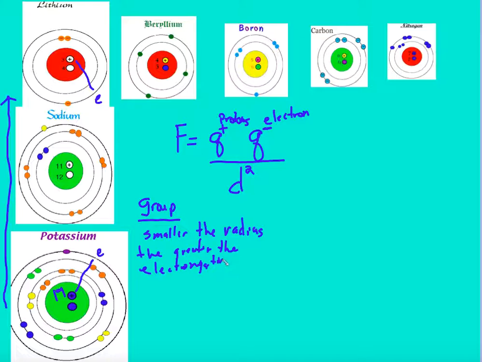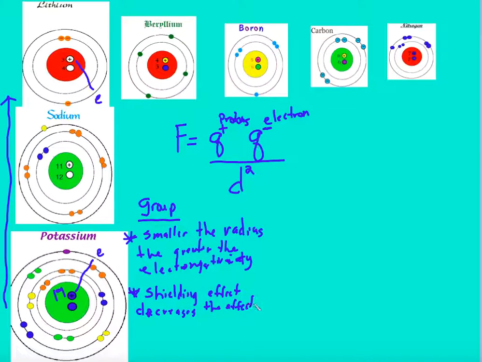Now, if you look up electronegativity values, you'll see there are some exceptions, but in general, the smaller the radius, the greater the electronegativity. Also, in a group trend, another thing that you're going to want to mention, and you always mention this in group trends, is that the shielding effect decreases the effective nuclear charge.